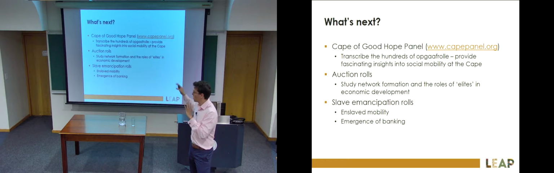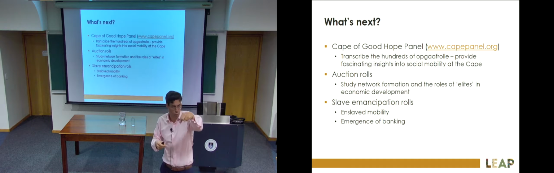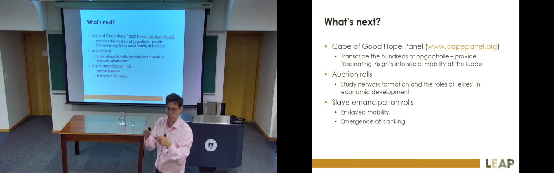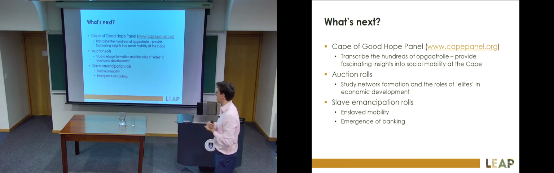And so we want to use these auction rolls to see who are the middle people that go to all these auctions, that buy the right kind of goods, that interact with the right type of people, and in that way build themselves up and become socially mobile. So that's something that we want to investigate.